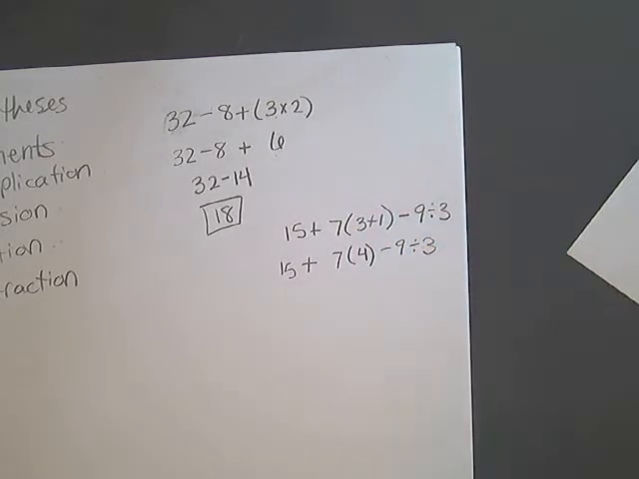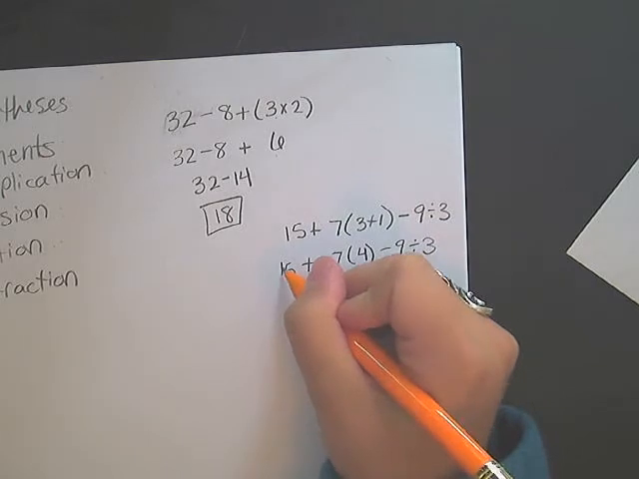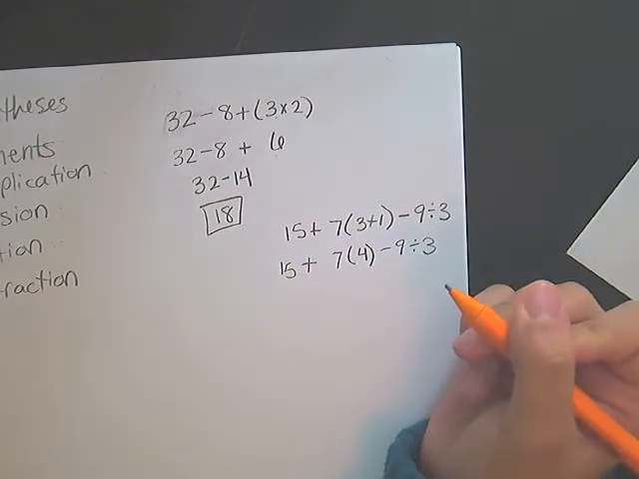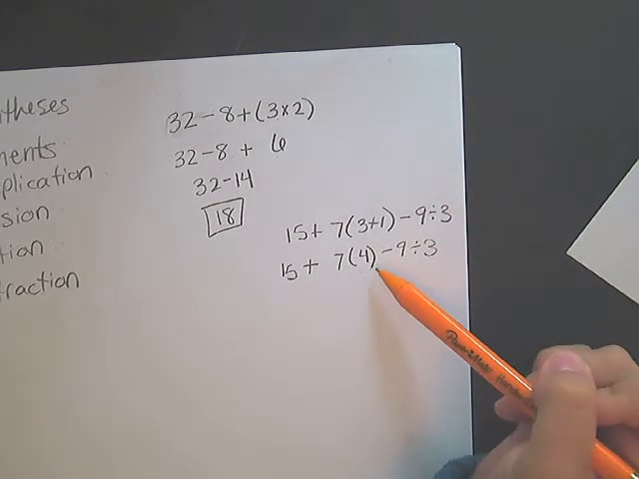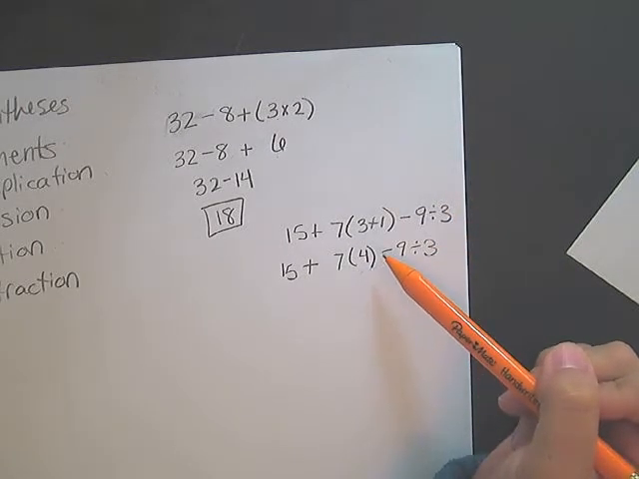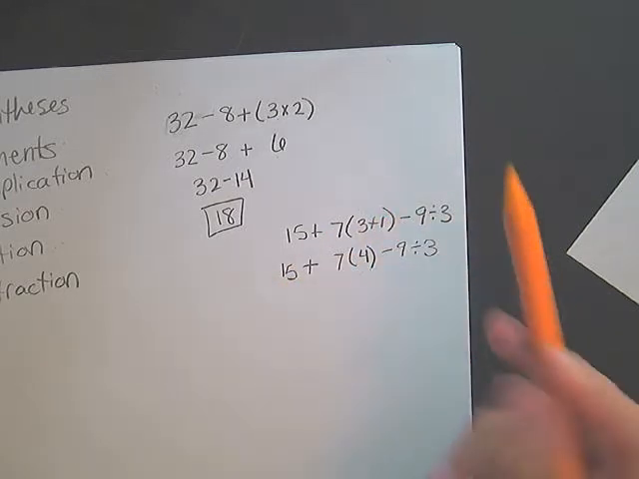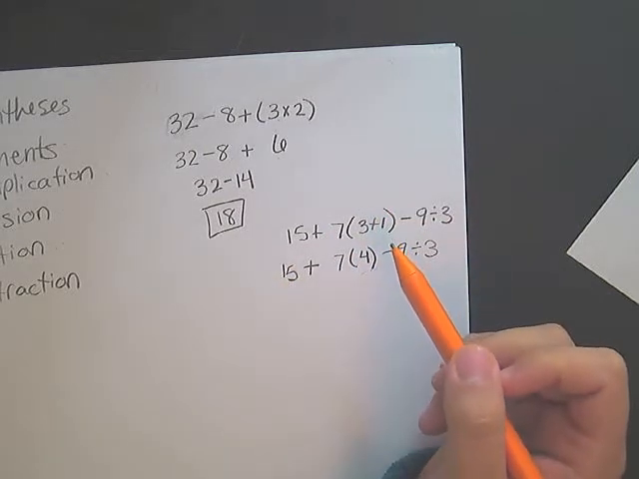Athena, what are we going to do next? We are going to add. Did we look at exponents? Did we look at multiplication? You got to go down the row. So do we have any exponents? No, we don't have any exponents. Do we have any multiplication?